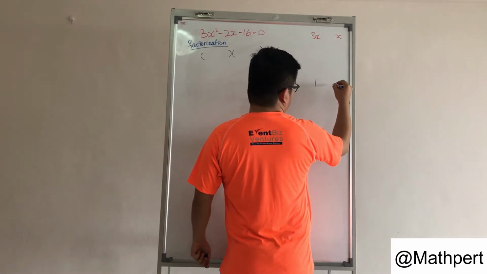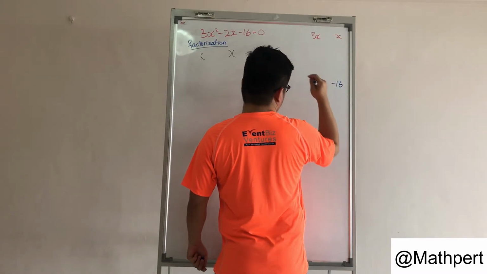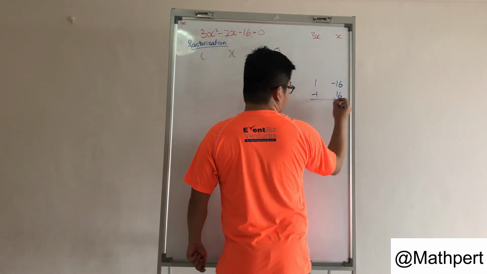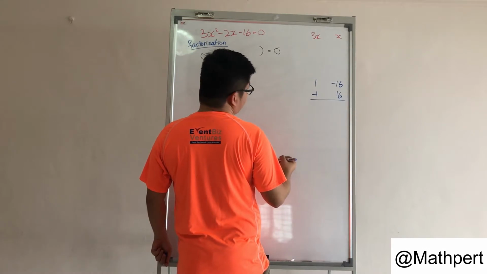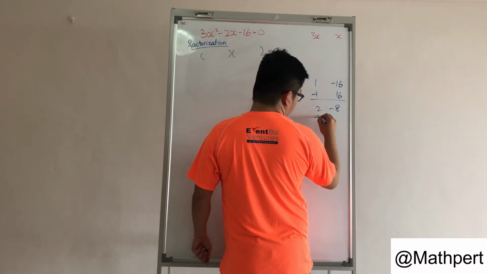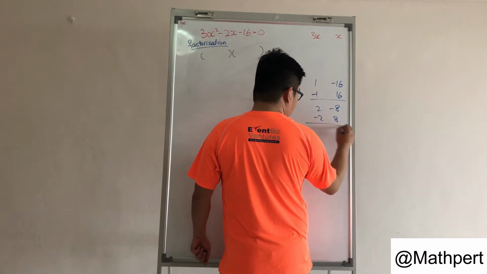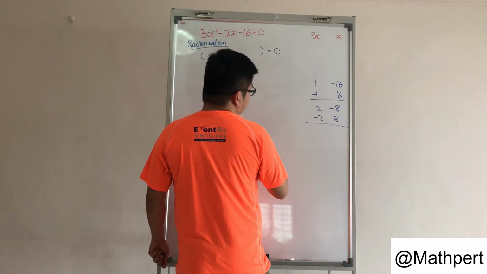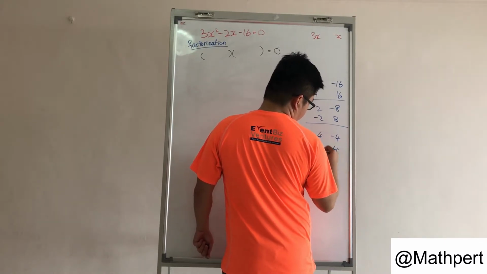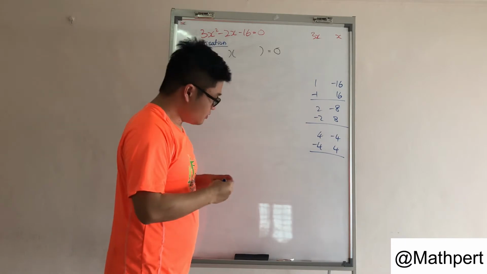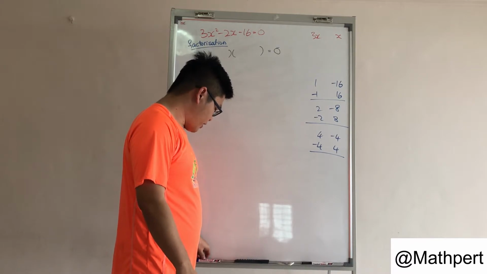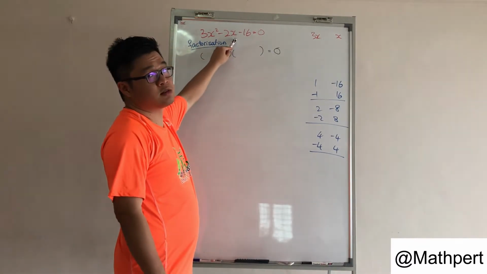1 multiply negative 16 equals negative 16, or negative 1 multiply 16 also equals negative 16. Another pair will be 2 and 8. 2 multiply negative 8 equals negative 16. Negative 2 multiply 8 also equals negative 16. The last pair will be 4 multiply negative 4, and negative 4 multiply 4. So, 1, 2, 3, 4, 6 combinations to find out which one suits this quadratic equation.